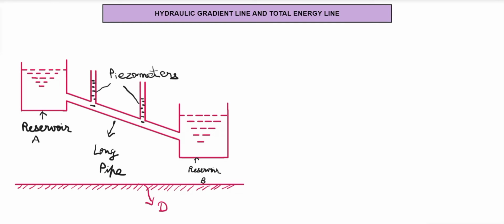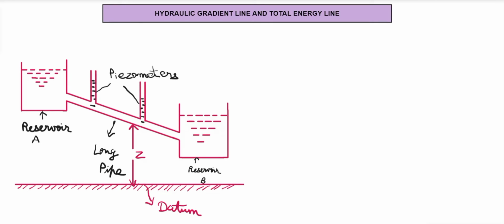Here, this is my datum, and from the center line of the pipe to this datum, this is Z, which is my datum head. Here, this arrow will come actually inside the pipe, which starts from the center of the pipe to the datum. But as I have drawn a very thin pipe, that's why I have shown my arrow outside. But whenever you are drawing it, show it inside, from the center.